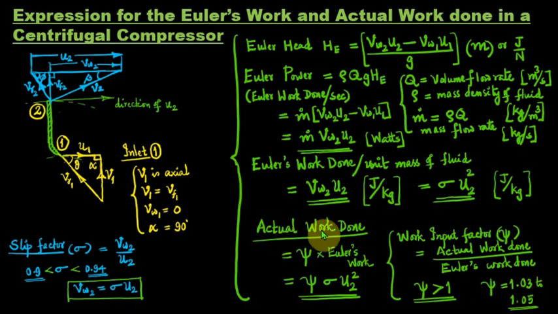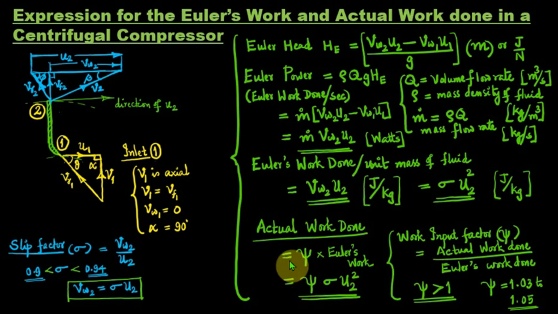So what is actual work done? Euler's work done multiplied by a factor, the work input factor. So the actual work done is equal to psi into Euler's work done, or work input factor into theoretical work done, that is psi into sigma U2 square. What is the unit of this one? It is joule per kg, and if you want power, the work done per second, the power rating, then multiply this by mass flow rate. So with this we wind up this session.